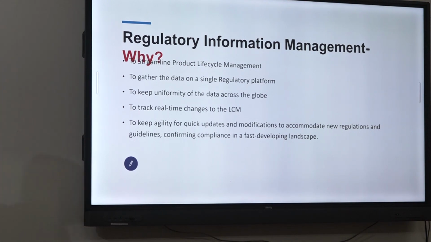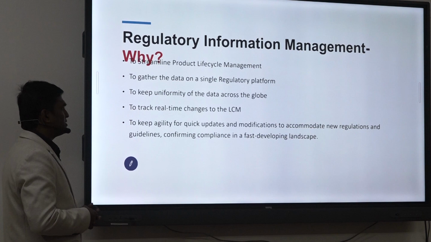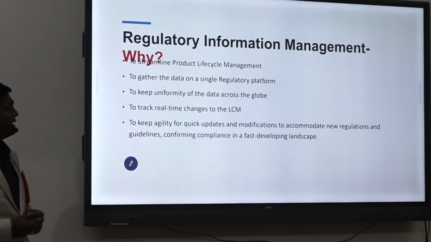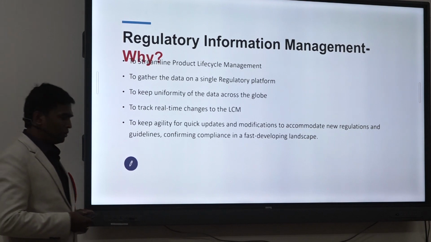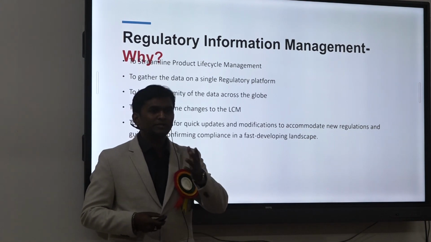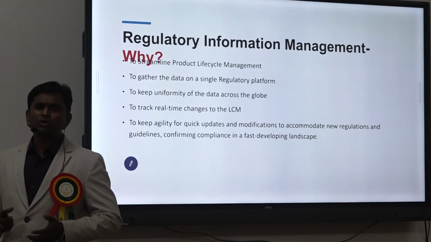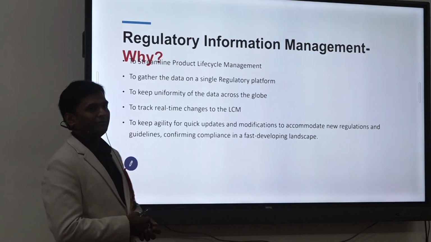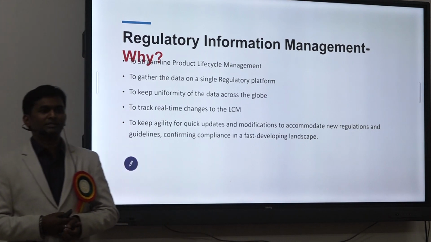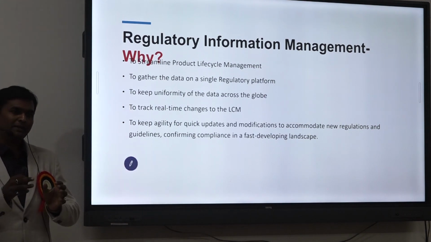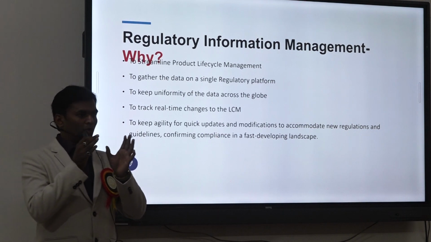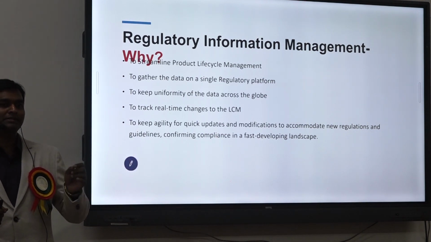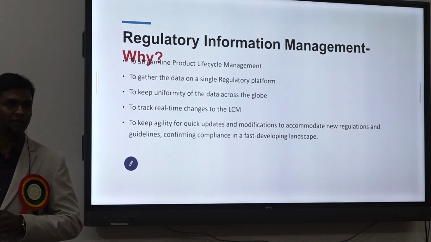Then, to keep agility for quick updates and modifications to accommodate new regulations and guidelines, ensuring compliance in a fast developing landscape. Like sir was telling about XEVMPD. It is not a very old or very new concept to the market, because XEVMPD started in 2012. It is basically coordination between pharmacovigilance and regulatory affairs. XEVMPD is the Extended EudraVigilance Medicinal Product Dictionary.